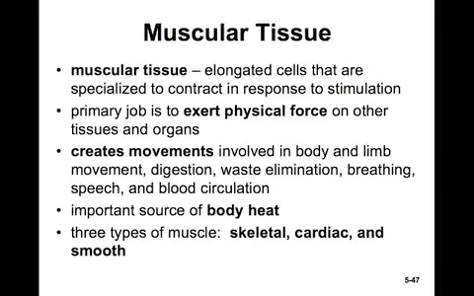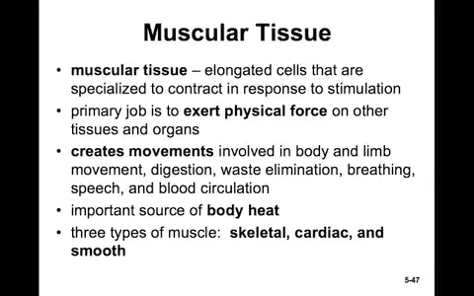So basically, muscular tissue creates movements. Those could be involved in body and limb movement, certainly in digestion, waste elimination, breathing, speech, and blood circulation. So muscle tissue is eminently important. It's an important source of body heat.